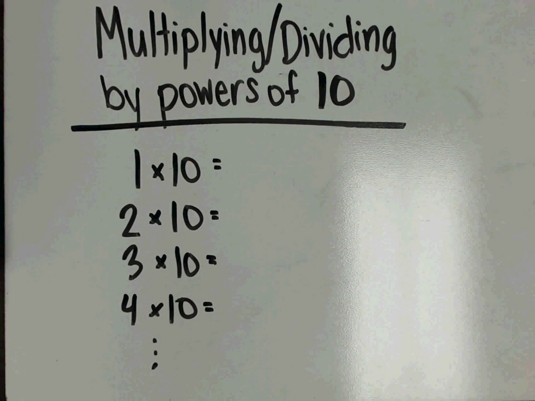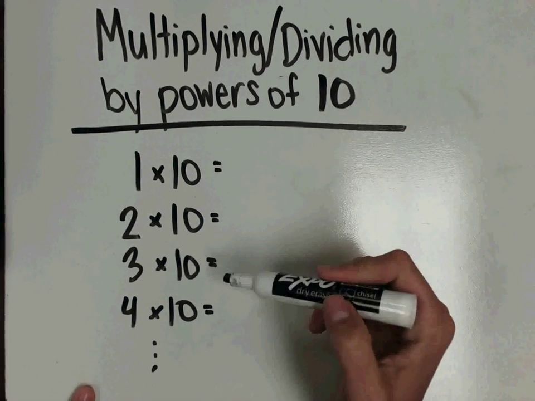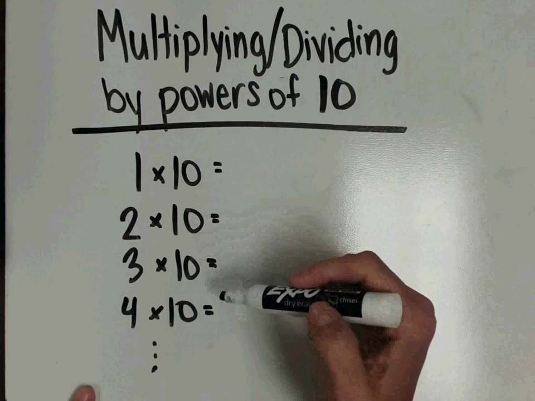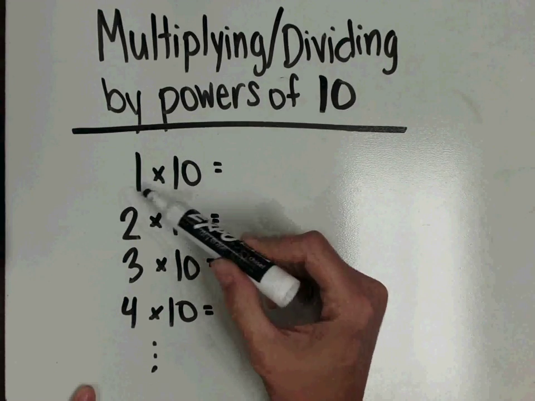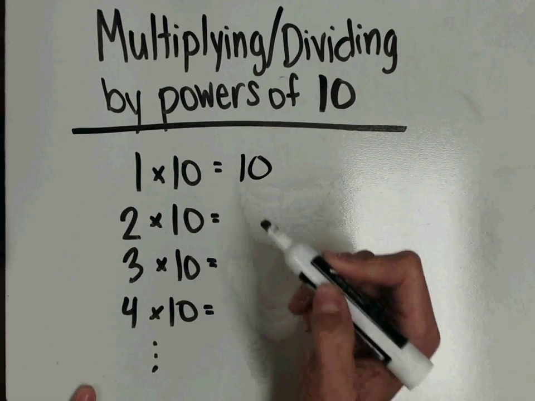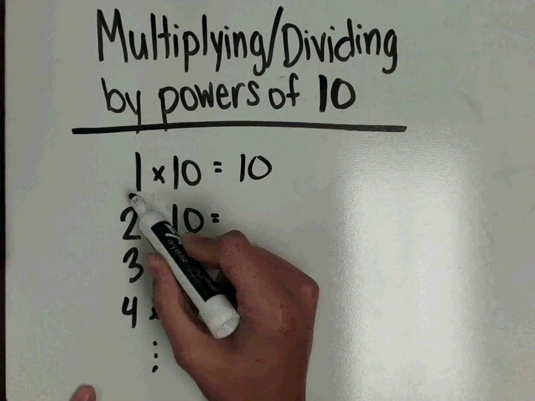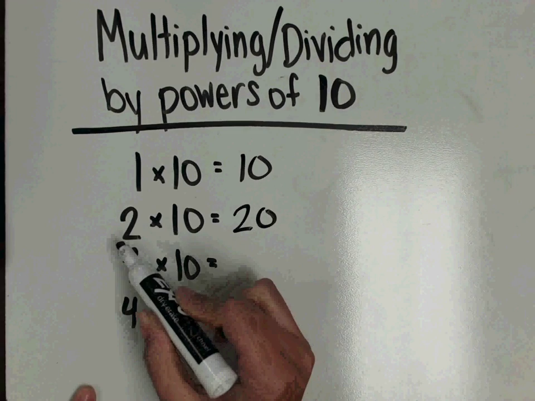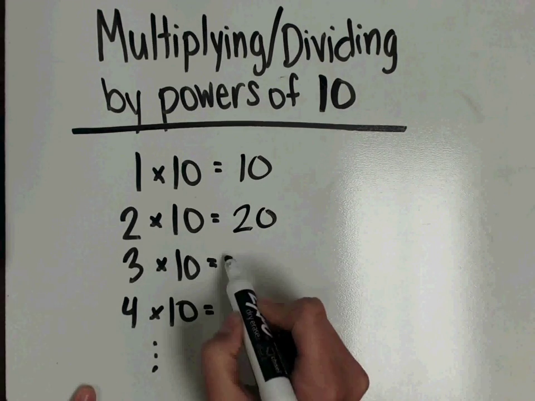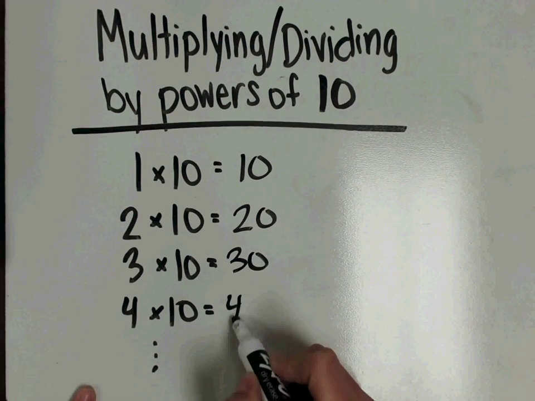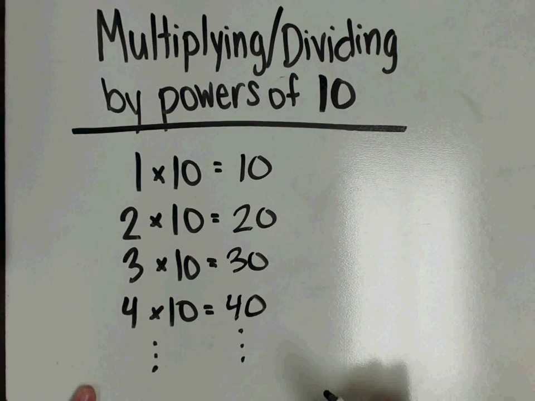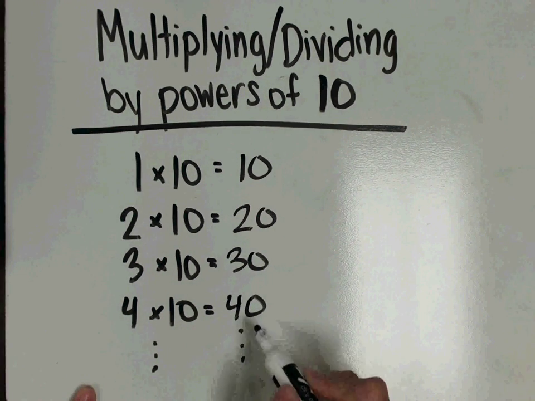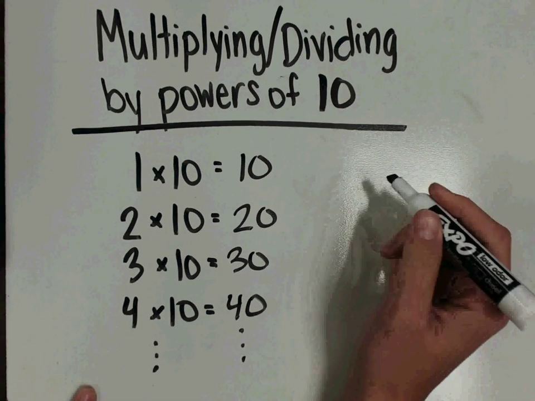A quick video on multiplying and dividing by powers of 10 when it comes to decimals. So I'm going to start with our basic little shortcut for multiplying by 10. If you take 1 times 10, you get 10. Notice all that did was add a 0 to 1. Alright, 2 times 10 is 20. Same thing, you take 2 and you add a 0 on. 3 times 10 is 30. Okay, 4 times 10 is 40, and so forth. Every number you multiply by 10, all you're doing is simply adding a 0 to the end.